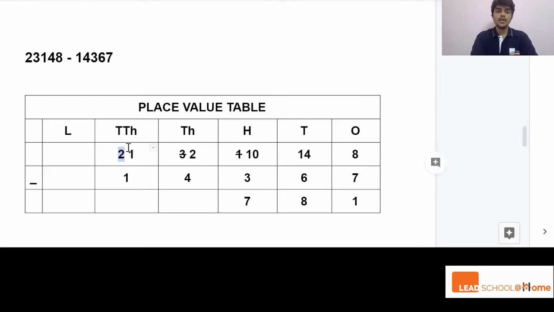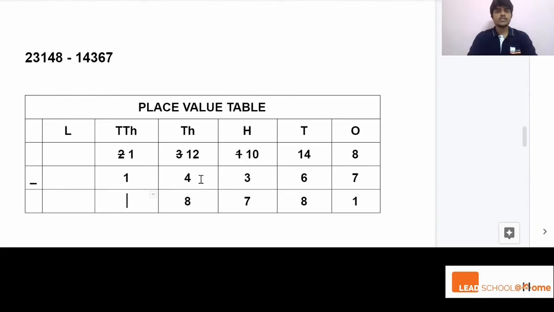So how many will be left? 1 10,000 will be left. And how many thousands will I get? I will get 10 extra thousands. So how many thousands are there? 12 thousands are there. Now when I do subtraction, I will have 12 minus 4. I have 8 thousands left.